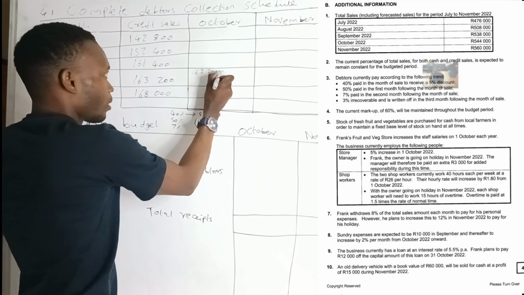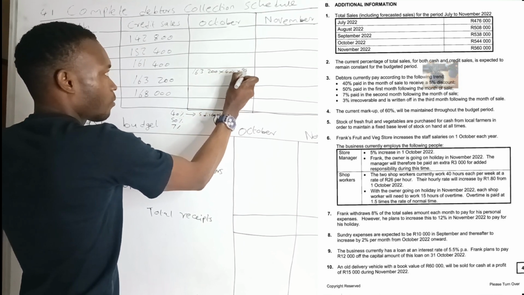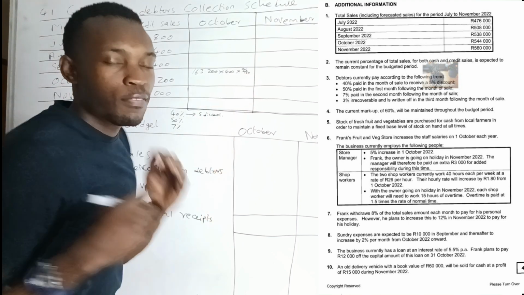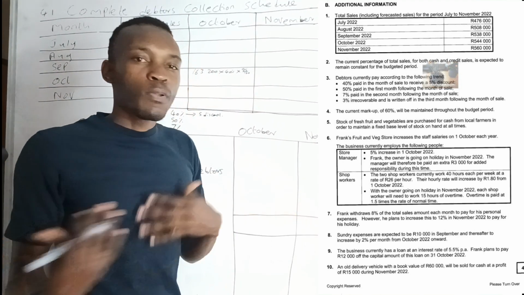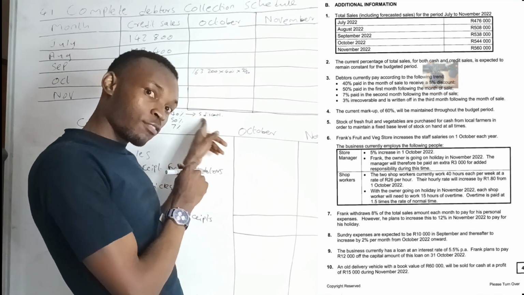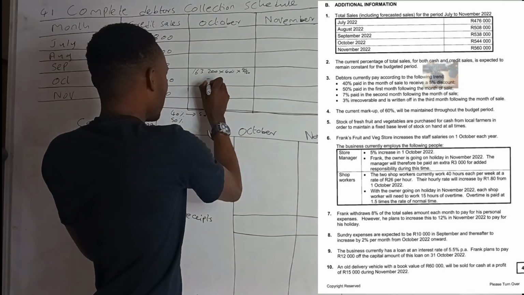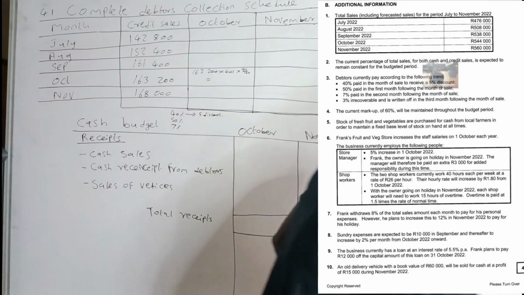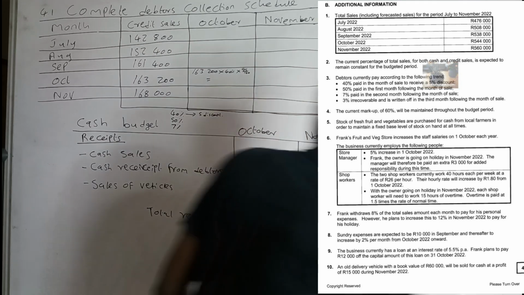163,200 multiplied by 40%, multiplied by 95 over 100. Why 95 over 100? Because instead of paying 100%, those people are going to pay us 95% because of minus 5% of discount. Okay, so if you calculate this, you are going to get an amount of 62,016.